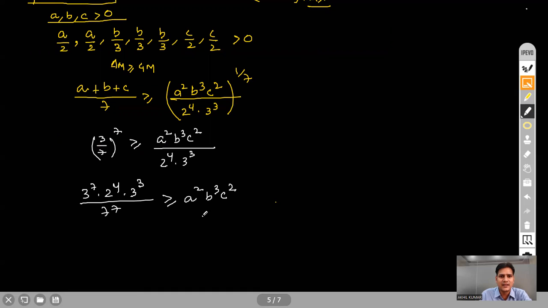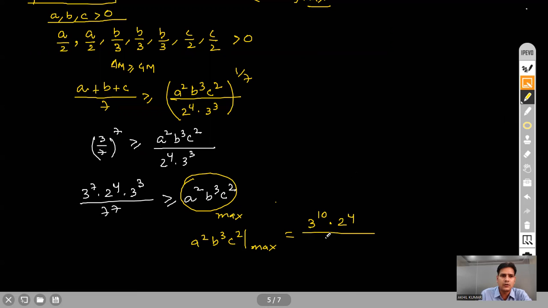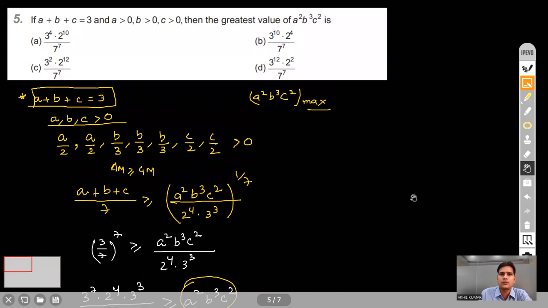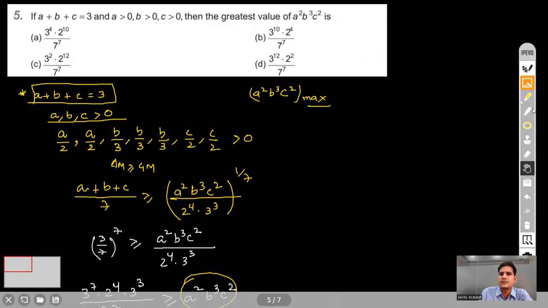Right? So we can say the maximum value of A square B cube C square will be equal to this thing. So what is there? 3 raised to power 7 plus 3, 3 raised to power 10 into 2 raised to power 4 whole divided upon 7 raised to power 7. So this will be our answer. 3 raised to power 10 into 2 raised to power 4 by 7 raised to power 7. This is option number B. So hence this will be our correct answer.